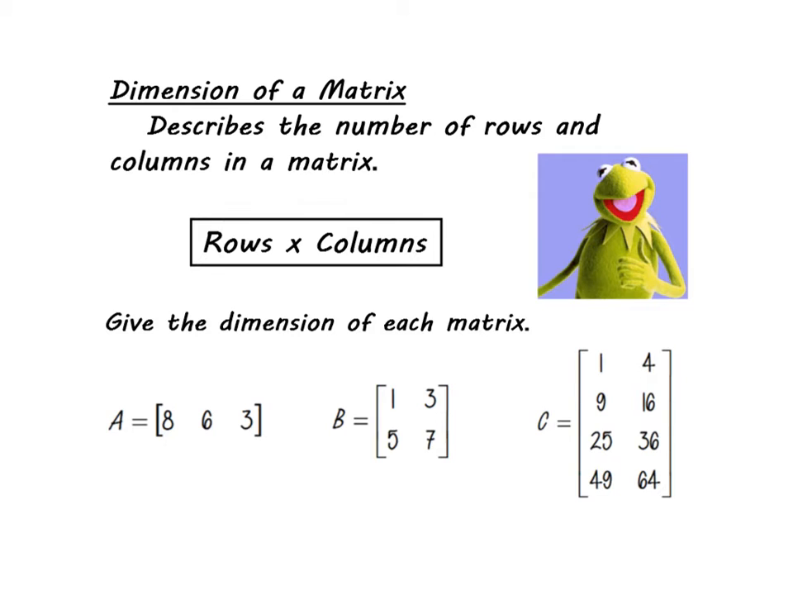The dimension of a matrix describes the number of rows and columns in a matrix. And so you want to set this up so that it's rows by columns. So for this first one, I have 1 row and then there's 3 columns. So it would be 1 by 3. In matrix B, I have 2 rows and 2 columns. So it would be 2 by 2. And then for C, I have 1, 2, 3, 4 rows by 2 columns. So it's 4 by 2.